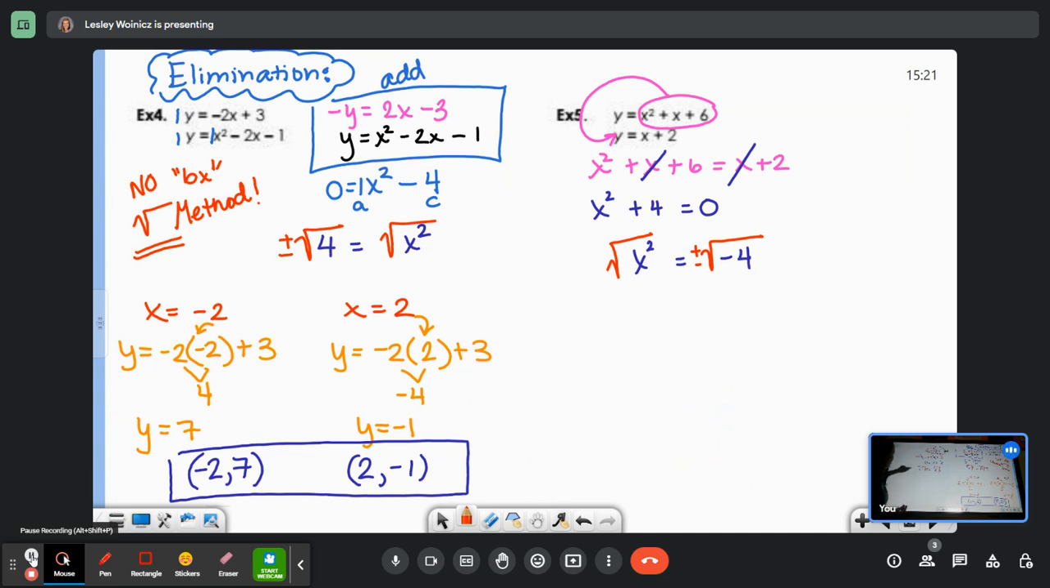So, if we have a negative under the radical, then we have no real solutions.